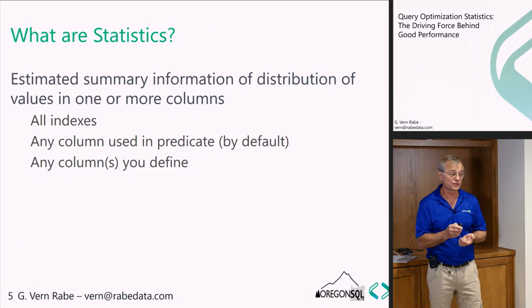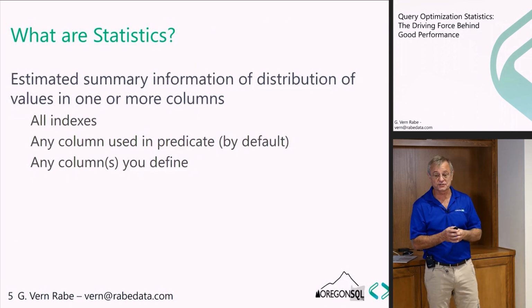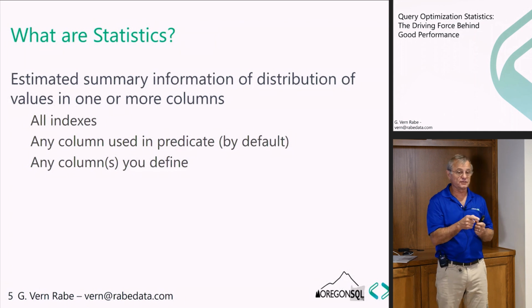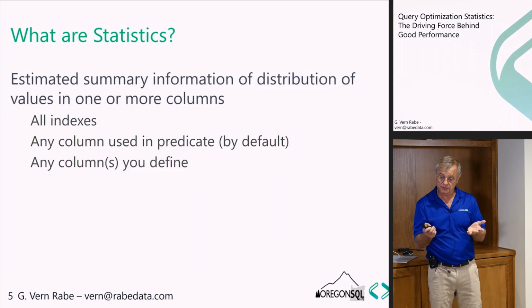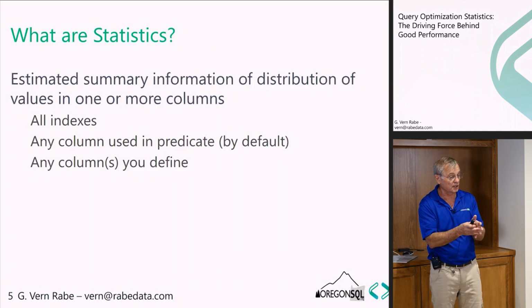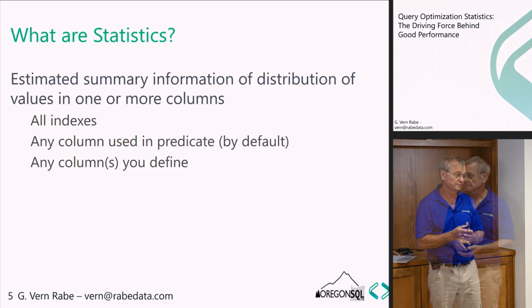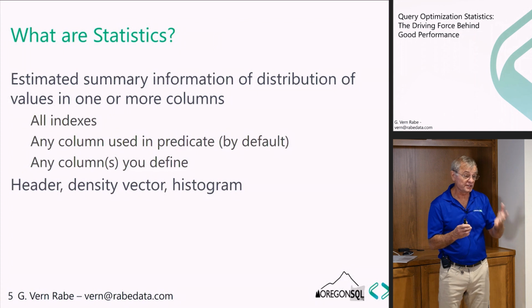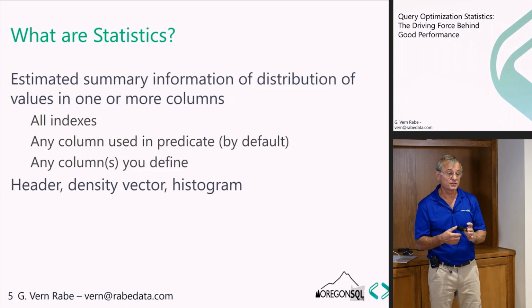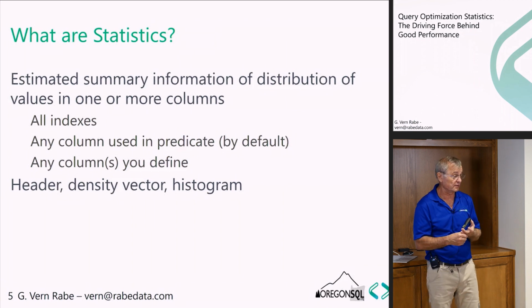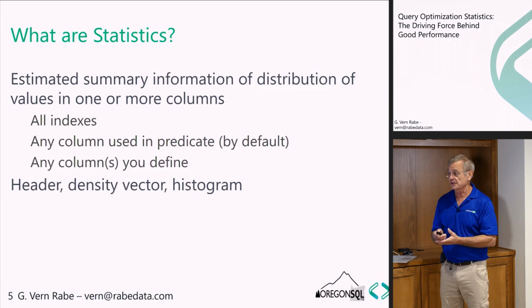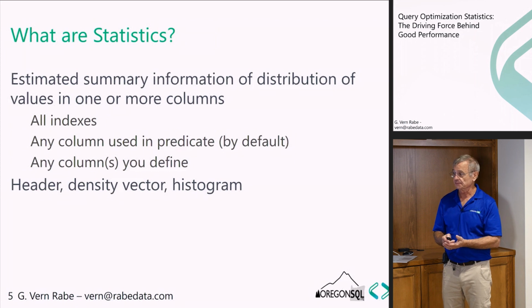And you can create your own statistics. You can explicitly say, I want statistics on this column, or I want statistics on these two columns together, or I want filtered statistics. I want statistics on this column other than the null values. Exclude those. It takes up too much of my space. Within the statistics, there's 3 sections: header, density vector, and histogram. I'll show them to you, but the histogram is the one that I'll be covering primarily. We'll just briefly go over the header and the density vector.